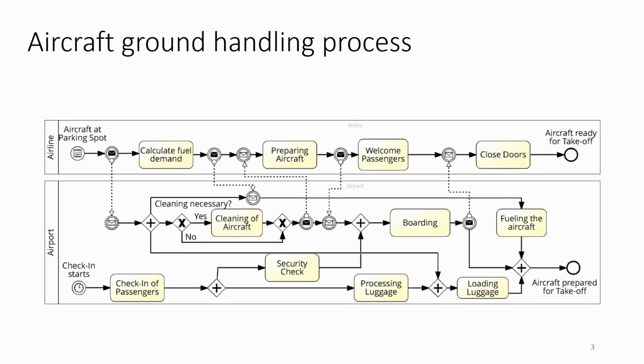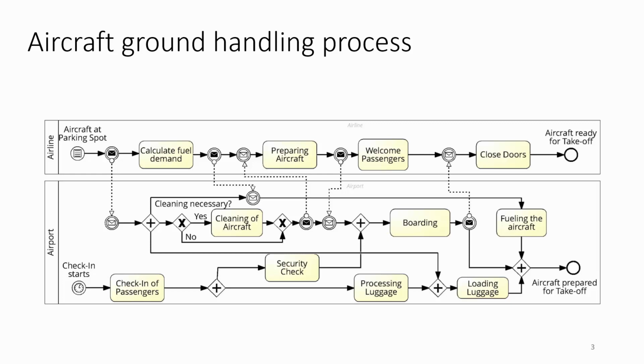In practice, many business processes involve multiple independent organizations. We call such processes inter-organizational business processes. An example of such a process is the process of ground handling in an aircraft. The process involves two parties, the airline and the airport. Each party has its event log for the activities that happen on its side. Both parties want to optimize the process, but neither of them is willing to exchange their private data due to privacy regulations.